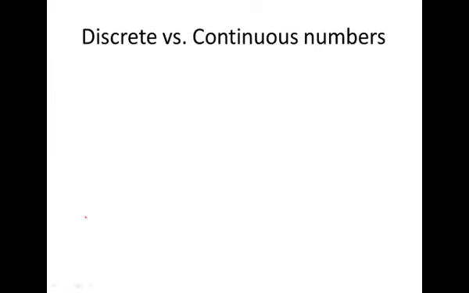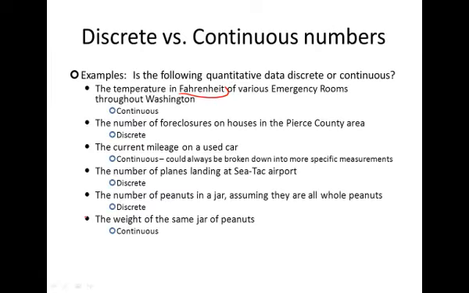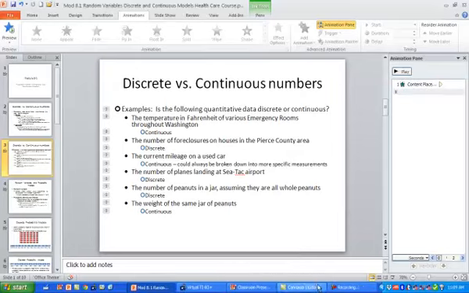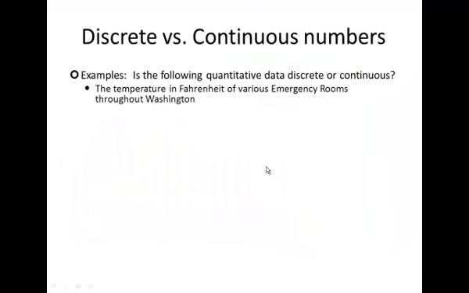Okay, so if we look at the temperature in Fahrenheit of various emergency rooms throughout Washington, would this be discrete or would this be continuous? Well, remember, temperature, even though normally we only round to the nearest whole number, can be any number. So this would be continuous.